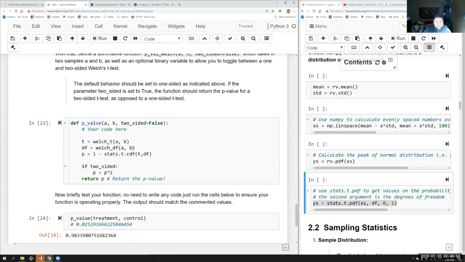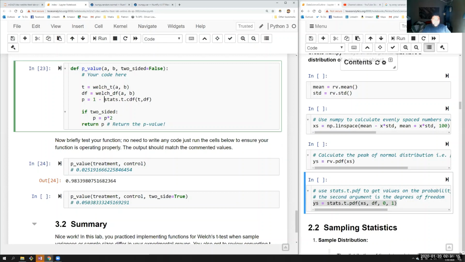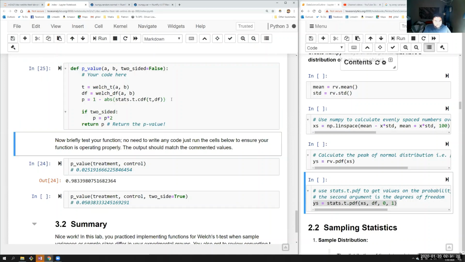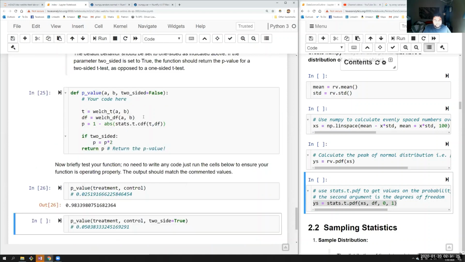T is equal to Welch T of A and B, df is equal to Welch df, A and B, P is equal to 1 minus stats. That's all fine. So then why is it doing that? It almost feels like I shouldn't be subtracting it from 1. Maybe. That didn't do anything. Hang on.